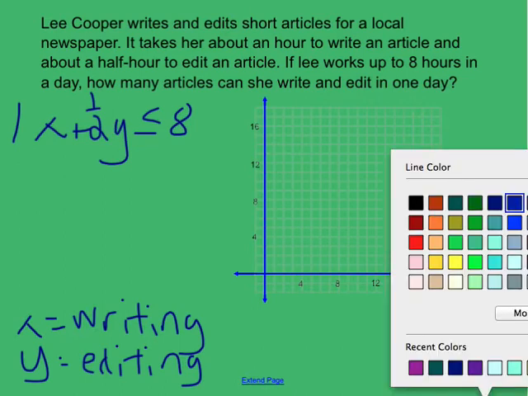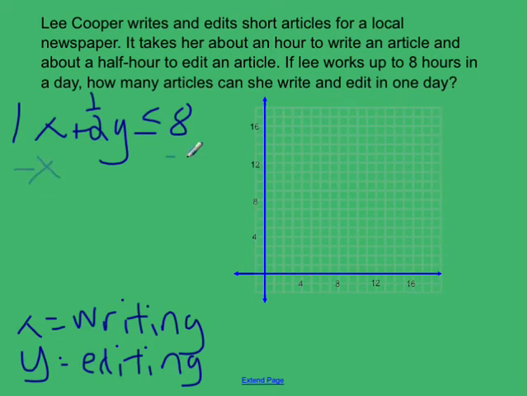Well, now we need to solve this for X. So I'm going to subtract X over to the other side. And then I get 1/2 Y is less than or equal to negative X plus 8. Well, in order to get rid of that 1/2 Y, I'm going to have to multiply by 2. So I'm going to multiply both sides by 2.